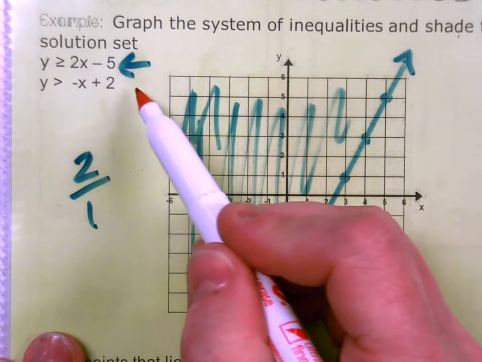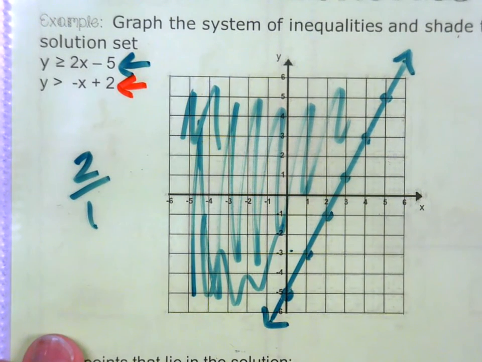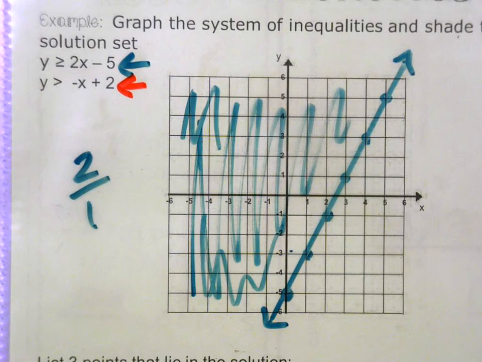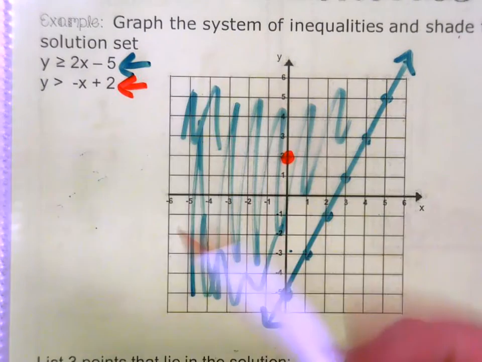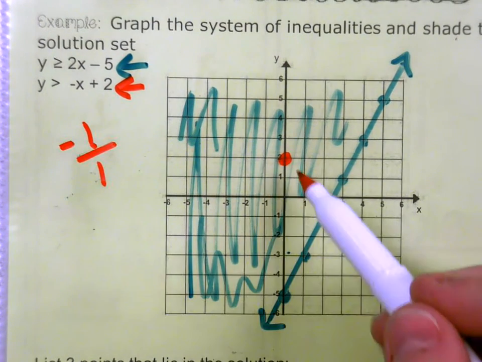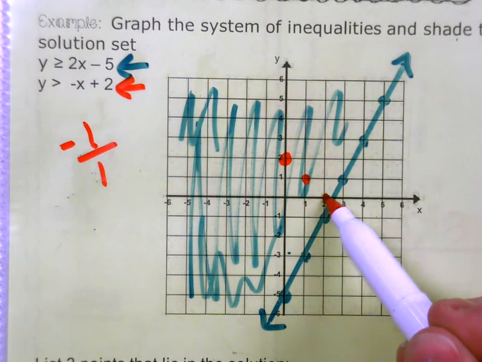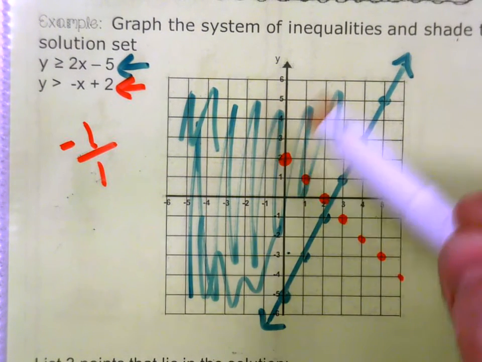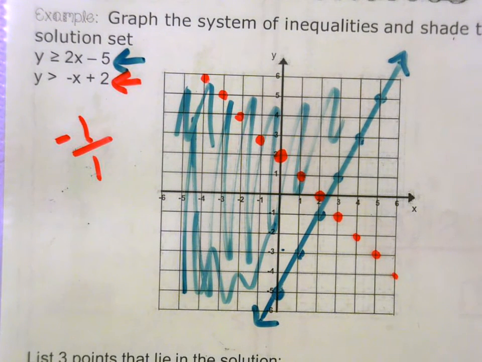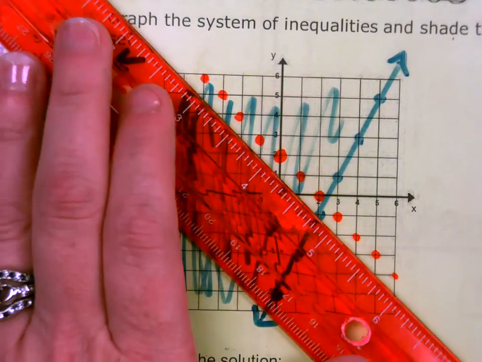Okay, so now for my second line, where do I start when I'm graphing it? Start at +2, and then you can go down. A negative is -1, so it's -1 over 1. So down 1 over 1, down 1 over 1. Is this going to be a dotted line, a dashed line, or a solid line? It is going to be a dashed line.